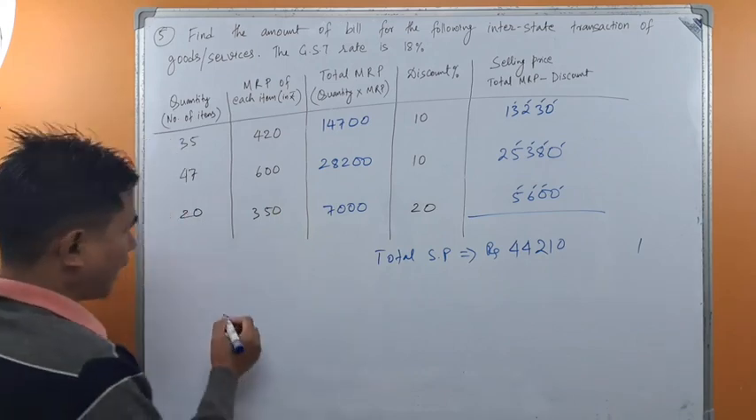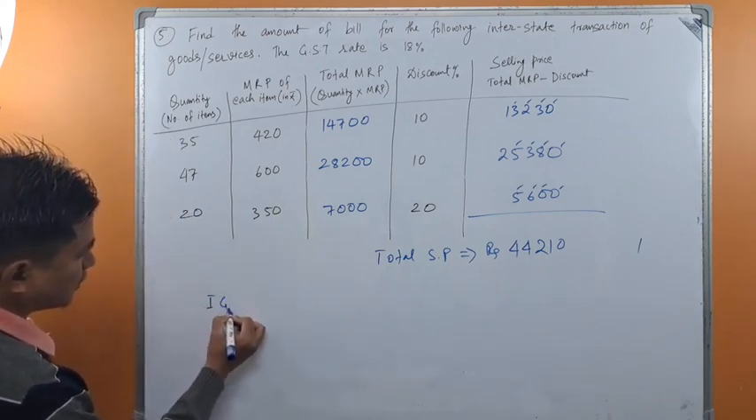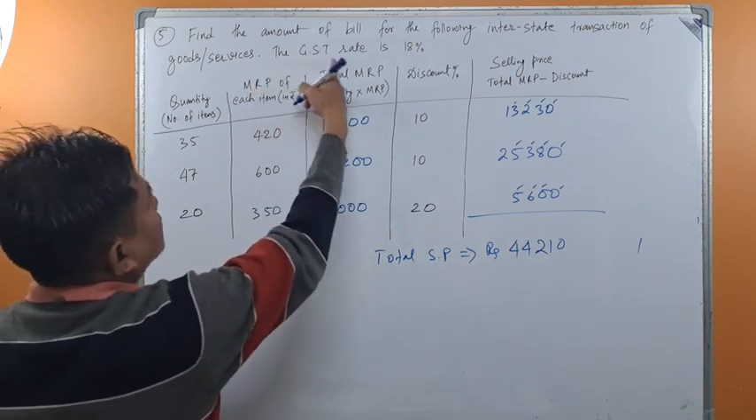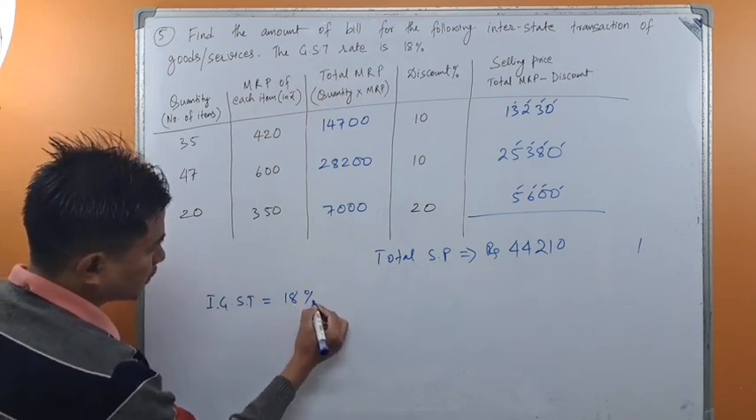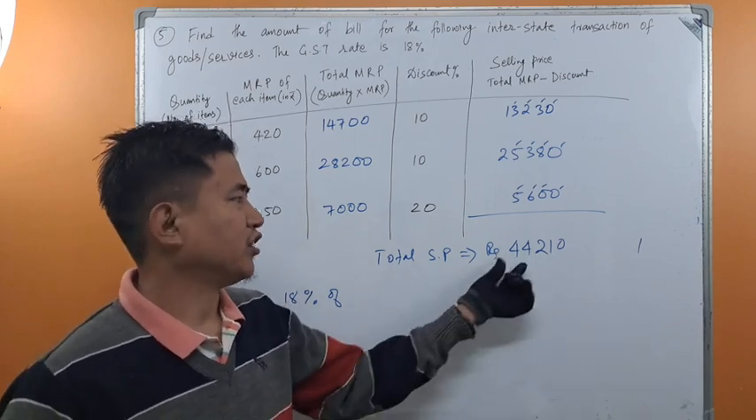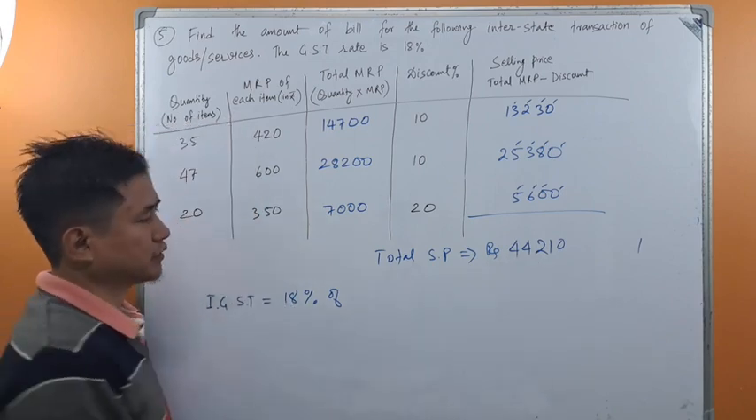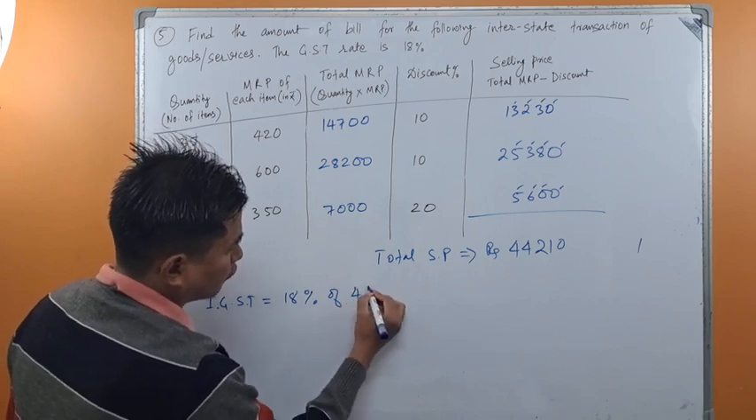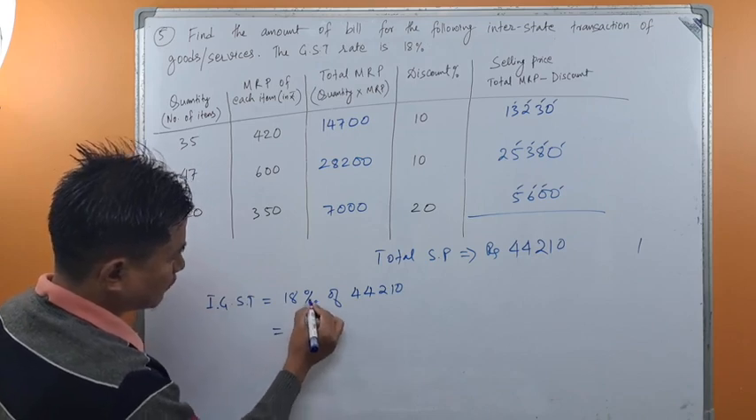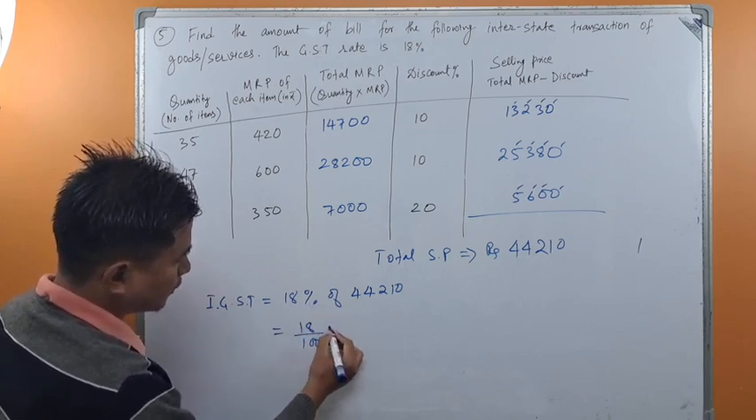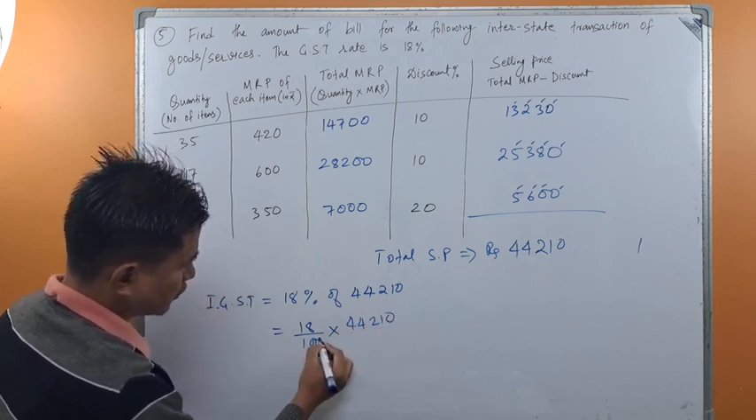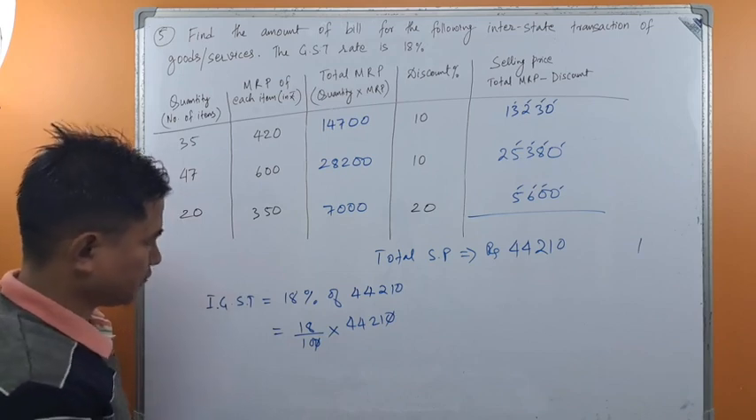Now IGST will be 18%, isn't it? The GST rate is 18%. 18% of selling price. Please remember, GST is calculated only on selling price. What is selling price? 44210. So 18, we remove the sign of percentage, 100 in the denominator, of means into 44210. So this 0 and this 0 cancel out.